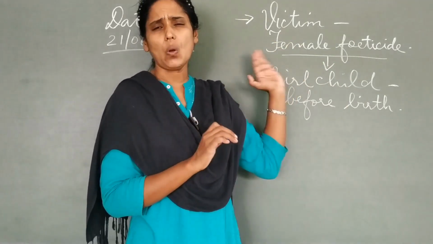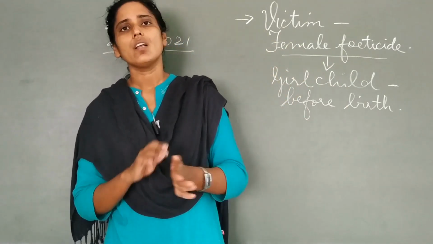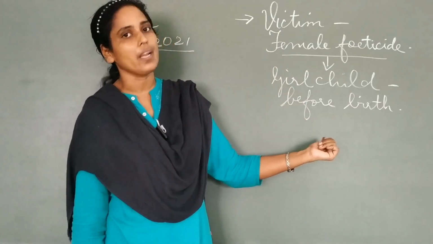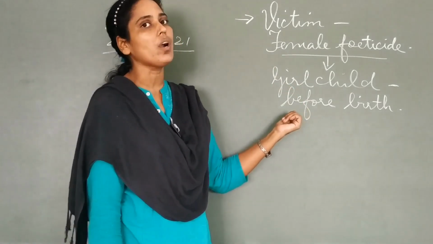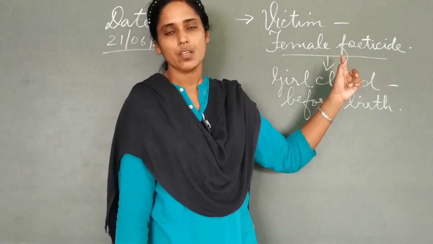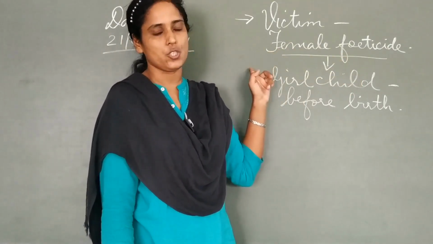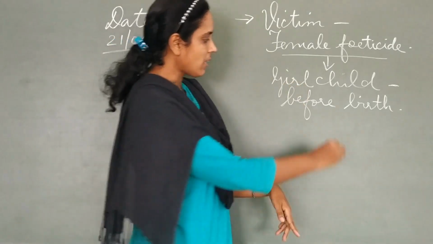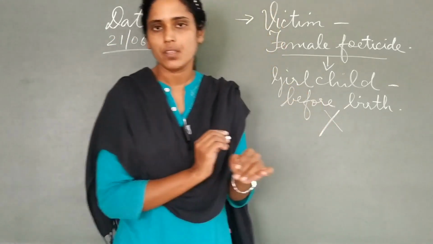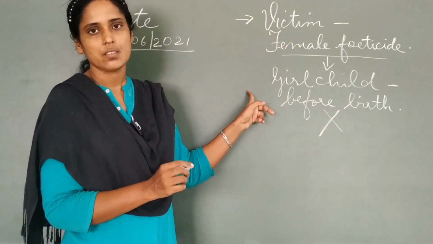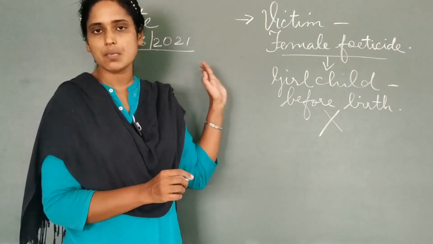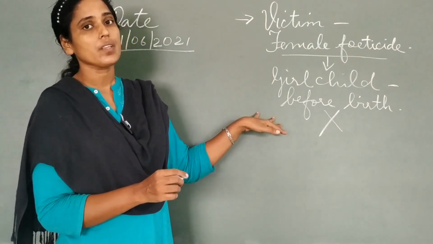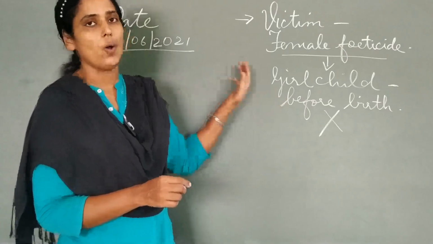So, it is totally wrong, a dangerous social evil which is actually punishable by law. If someone is caught hold of female feticide, such people are punished by law. Students, this has to be completely abolished. India does not permit such things. In our constitution, this thing is not permissible. But still, those who do it are punishable by law.